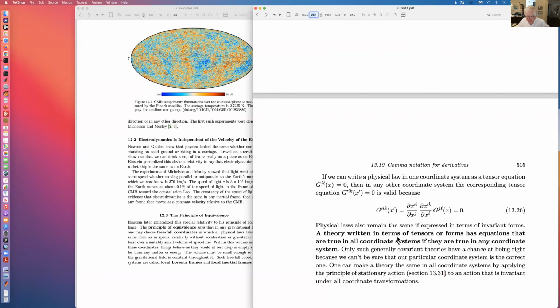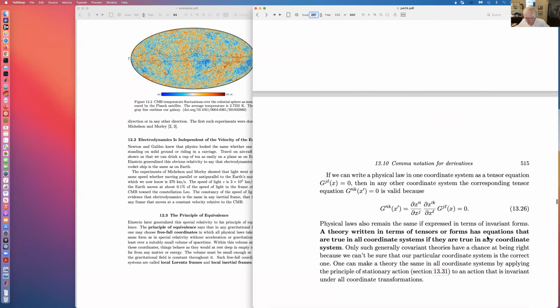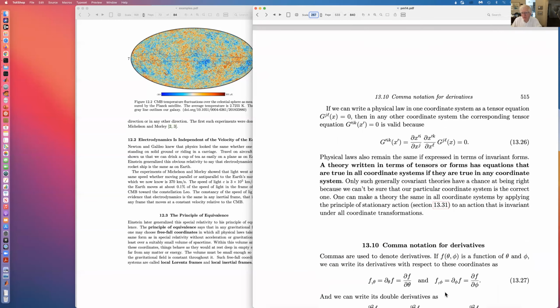In particular, a theory written in terms of tensors or forms has equations that are true in all coordinate systems if they are true in any coordinate system. And basically, only such generally covariant theories have a chance at being right, because we have no way of knowing which is the right coordinate system. So we have to have a theory that's independent of the coordinate system, because we have no idea what the right coordinate system is.